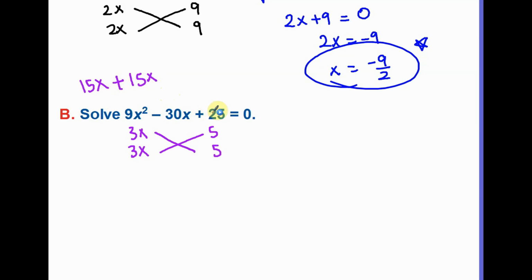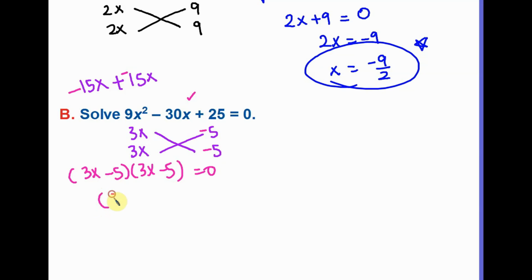What if I just change this slightly by putting negative in front of 5's? So if I had negative 5 times negative 5, I still get positive 25. 3x times another negative 5 will also be negative 15x. And when I add them, I do get negative 30x. So that's how I know this can be written as 3x minus 5 times 3x minus 5 is equal to 0. You can solve this by setting this one equal to 0 or that one equal to 0, where they're identical. So that's up to you.